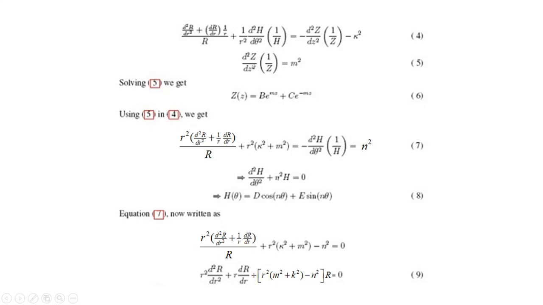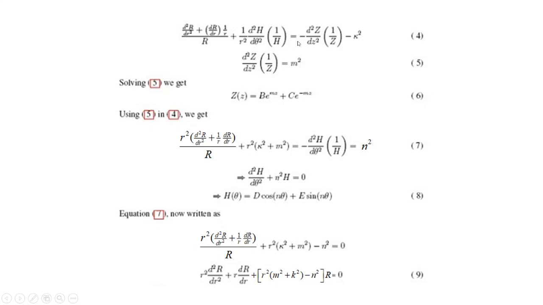Therefore, let us take d square Z by dz square into 1 by Z is equal to m square. Once again, if you bring all the terms to one side, you see that it is a second order ordinary differential equation with constant coefficients, where you will be getting the auxiliary equation. With the help of the auxiliary equation, you can see that the roots are real and distinct. Hence, you can write the solution Z of z as B e to the power mz plus C e to the power minus mz. Call this equation 6.